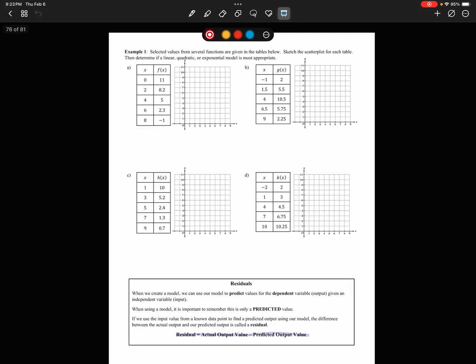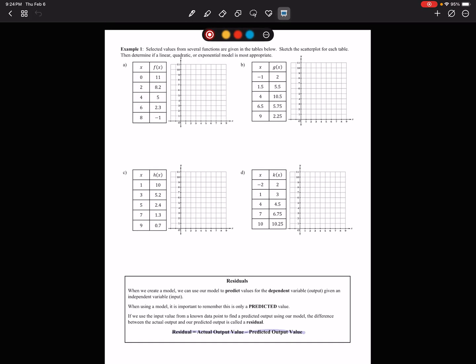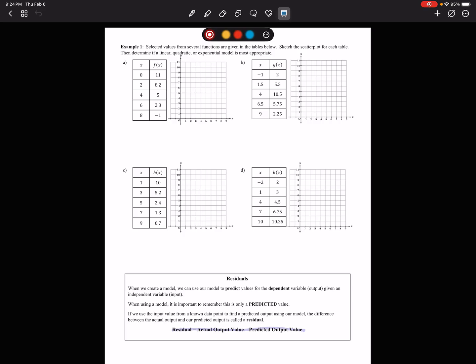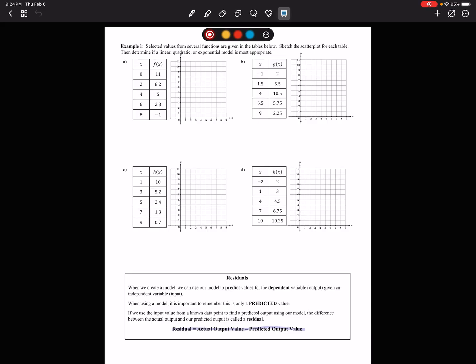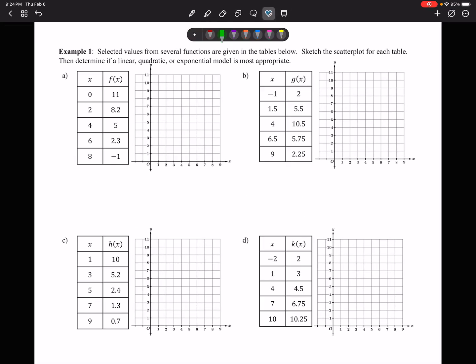In these four examples, example one, but these four tables, we're going to plot the points and determine from those scatter plots whether a linear, quadratic, or exponential model is most appropriate. So let's get started. This first one, we've got 0, 11.